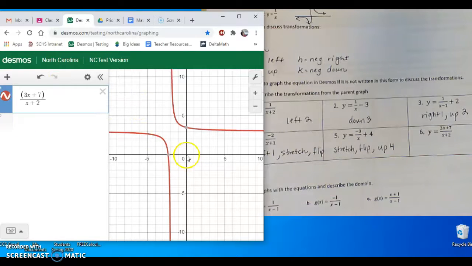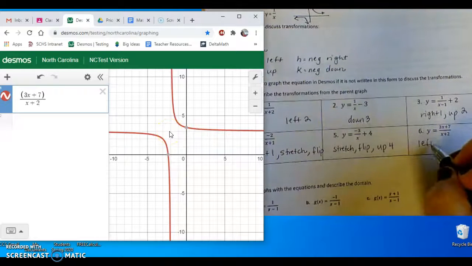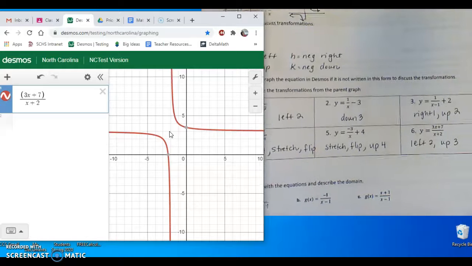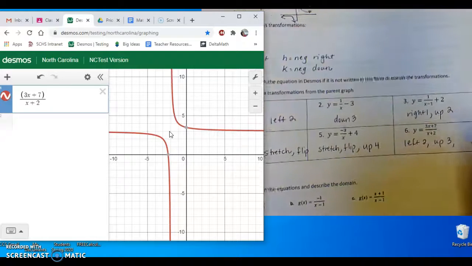Alright, originally our point, or the center, would have been at 0, 0, so it looks like our center's moved up here somewhere. So it looks like it moved this way, -2, so left 2. And then it looks like it also moved up 3. So left 2, up 3. And also what happened is there's a stretch.